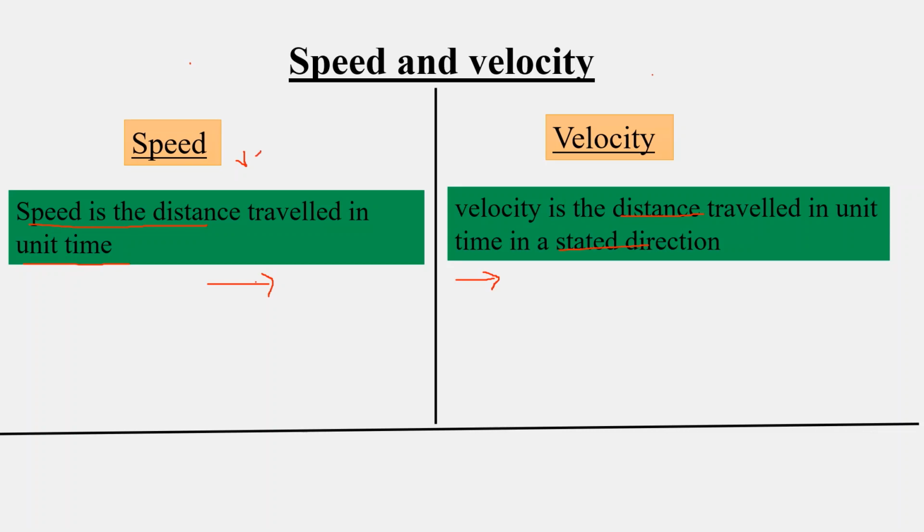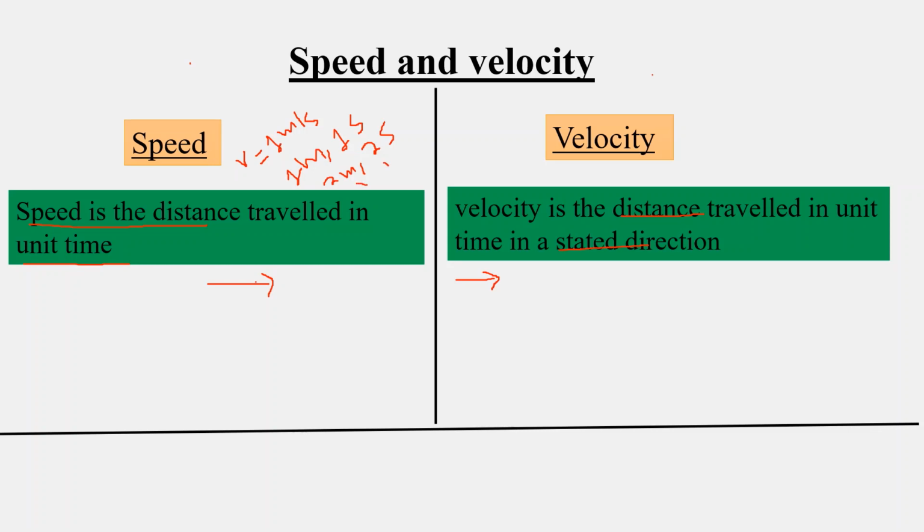For example, if we have said that the speed of an object is 1 meter per second, then this object covers 1 meter in 1 second of time, and this object may cover 2 meters in 2 seconds. So it's just like this one.